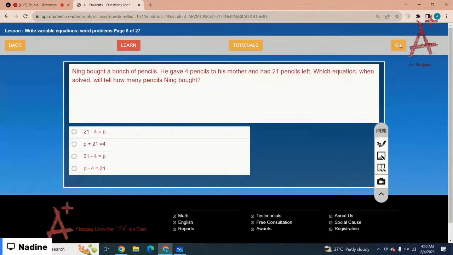Ning bought a bunch of pencils. He gave 4 pencils to his mother and had 21 pencils left. Which equation, when solved, will tell how many pencils Ning bought? So you don't know the total pencils in the bunch, right? So it would be P. He gave 4 to his mother, P minus 4, and that equals 21. The last option is the correct option, right?